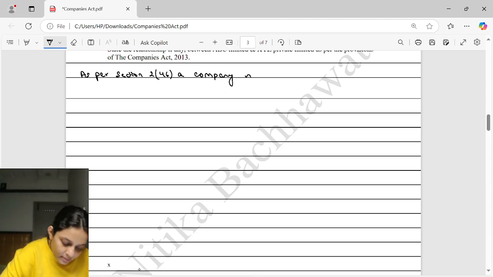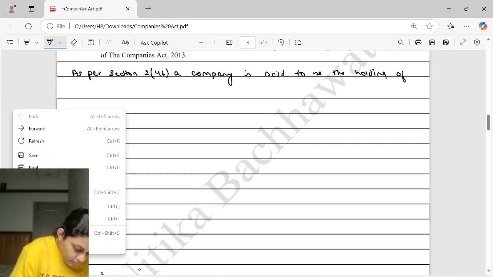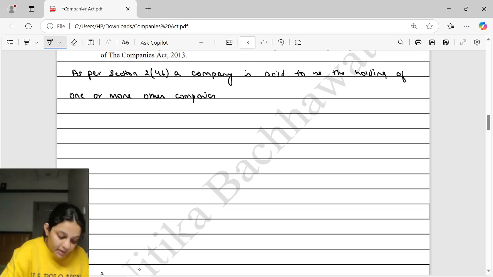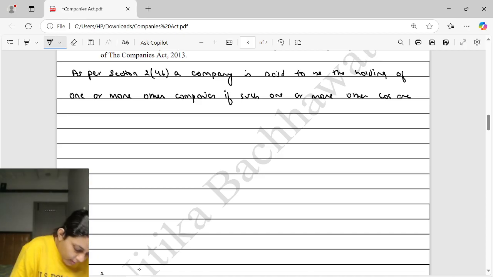A company is said to be the holding of one or more other companies if such one or more other companies are its subsidiary.